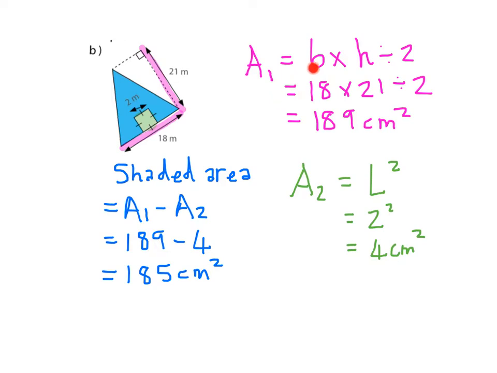So we say area is equal to base times height divided by 2. The base is 18, the height is 21. Divided by 2 gives us 189 centimeters squared. We then calculate the area of the square, saying it's 2 squared. And that gives us 4. When we subtract the square from the triangle, we get 185 centimeters squared.